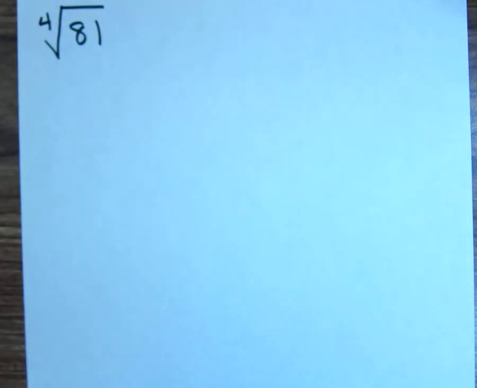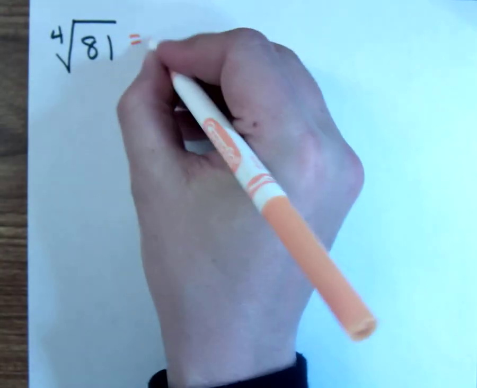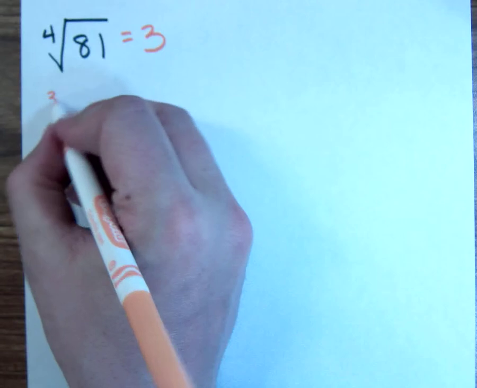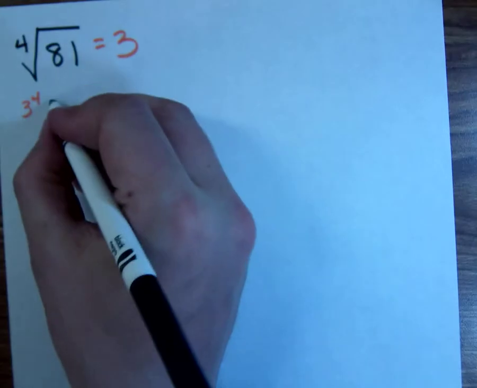What do you suppose that one's called? Insanity is not the answer we were looking for. Fourth root? That is. What number raised to the 4th power is 81? 3. Because 3 to the 4th is equal to 81.